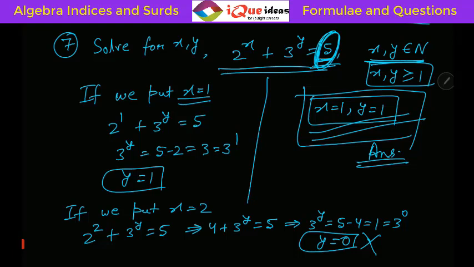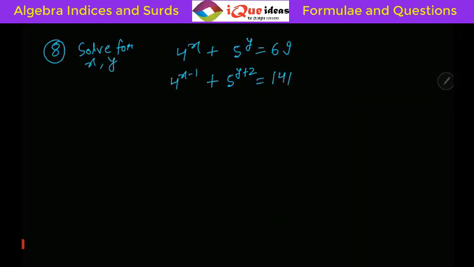Okay, now let's take another question. In this question, you see that there are two variables x and y, the values are very large, and there are two equations. So what we need to do, there are multiple methods. Let me call this method 1 for this question. What do we do in this? Let's assume that 4 raised to the power x is equal to a and 5 raised to the power y is equal to b.